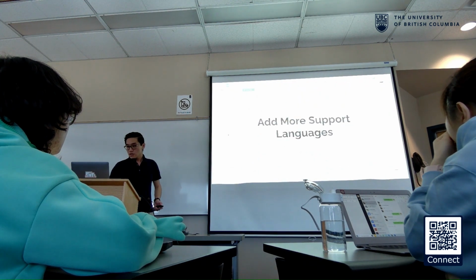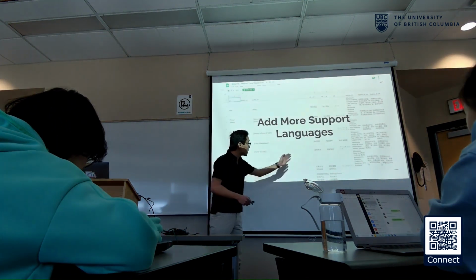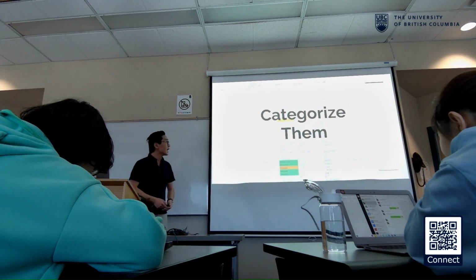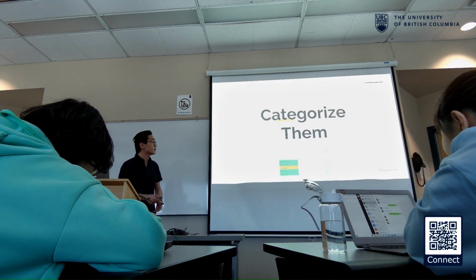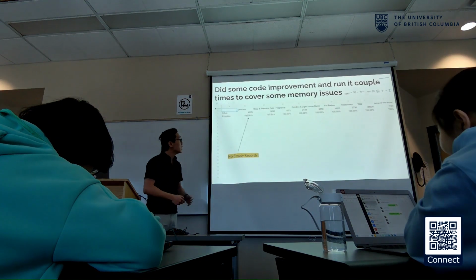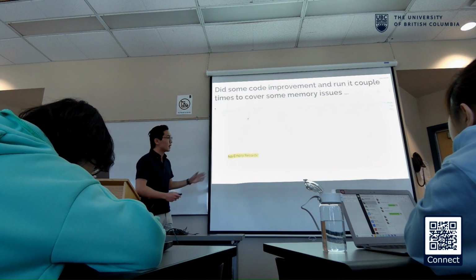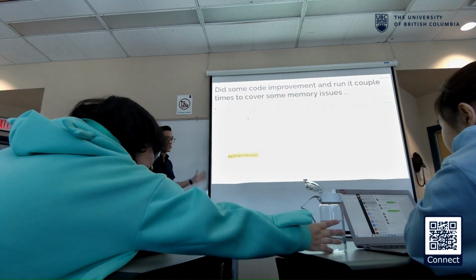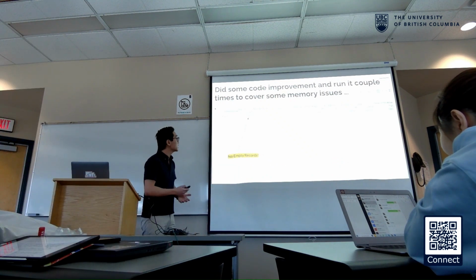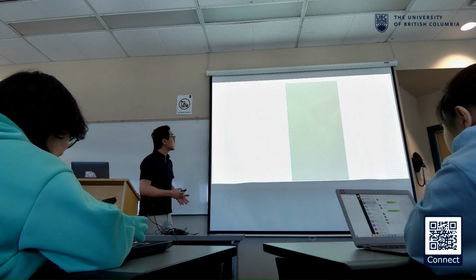So what we did for improvement is we added more languages here. We have Chinese, Cantonese, English, and Japanese. We added more languages, and we classify and categorize them, and then added more bots to our data sheet, and here's the final result. We're able to fill in all those empty rows that we initially had, and of course that is after we cleaned out all those websites that are not working at the moment. So here's the final result, just to take a look.